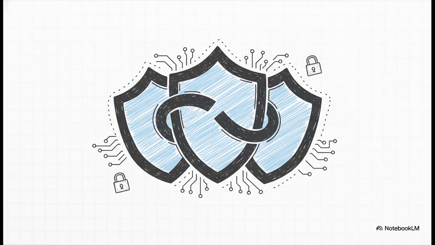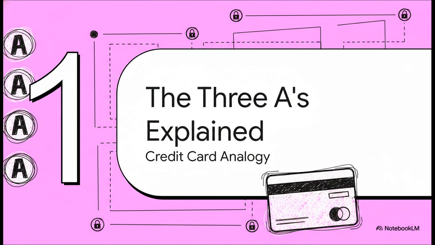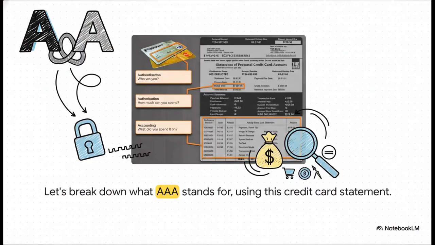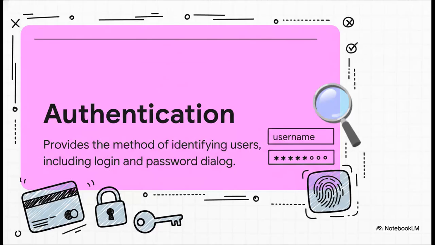This entire process is managed by a framework called AAA. Now that might sound technical, but it's a real cornerstone of network security, and by the end of this, you'll see exactly how it works. So, let's dive in. So, what are these 3 A's? Well, let's break them down, and we're going to use our credit card analogy to make it super simple. If you look at a credit card statement, it contains 3 key pieces of information, and you'll see that each one maps perfectly to one of the 3 A's. It's kind of brilliant.